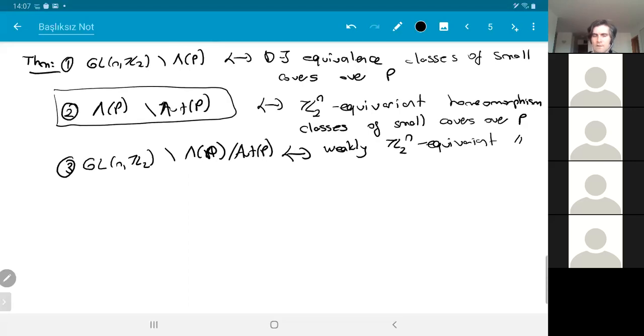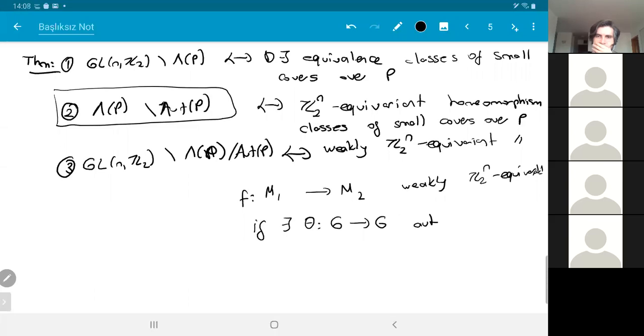Sorry, would you mind explaining what the difference between an equivariant action and a weakly equivariant action is? Let me tell you what a weakly equivariant action is. Let's say we have two G-spaces. F is called a weakly equivariant homeomorphism if there exists an automorphism theta of G in general, so we want F to commute up to automorphism. It's called equivariant when theta is the identity. Okay, thank you. Yeah, let me erase.